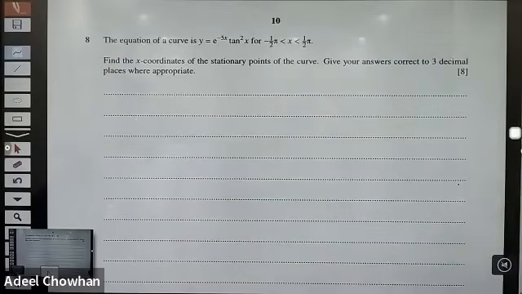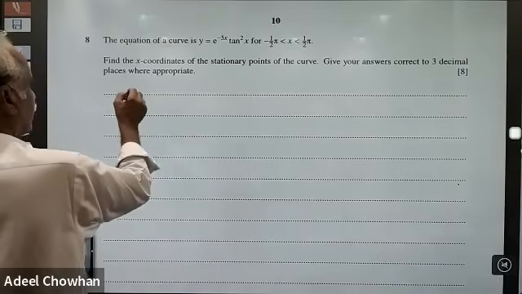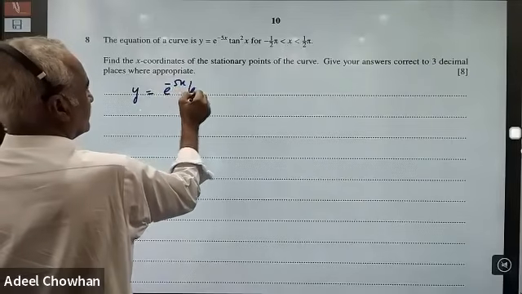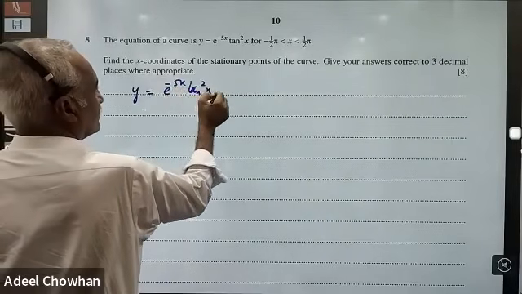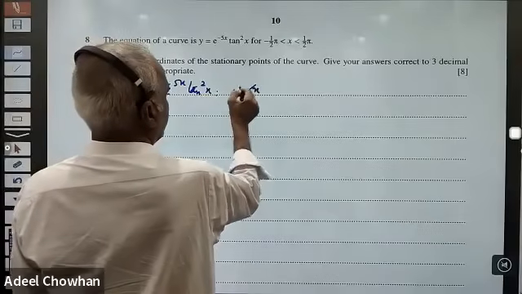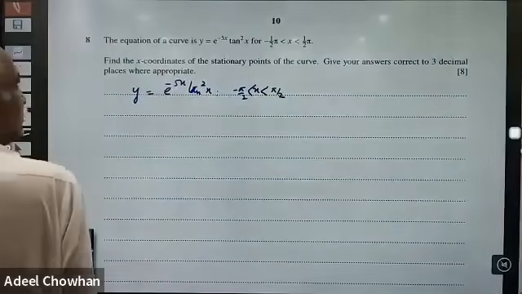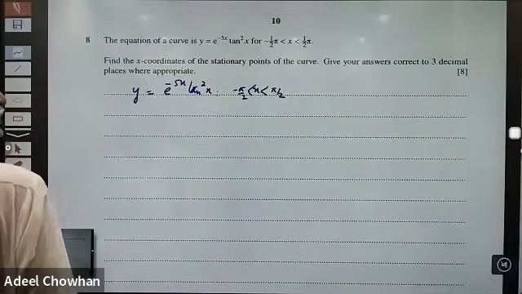Question number 8 now. The equation of this curve is y is equal to e power minus 5x tangent square of x, where x lies between minus pi by 2 to plus pi by 2. Find the x coordinate of the stationary point of this curve, giving your answer to 3 decimal places where appropriate. So since y is equal to e power minus 5x tangent square of x, where x lies between minus pi by 2 to plus pi by 2, you have to find the x coordinate of the stationary point.